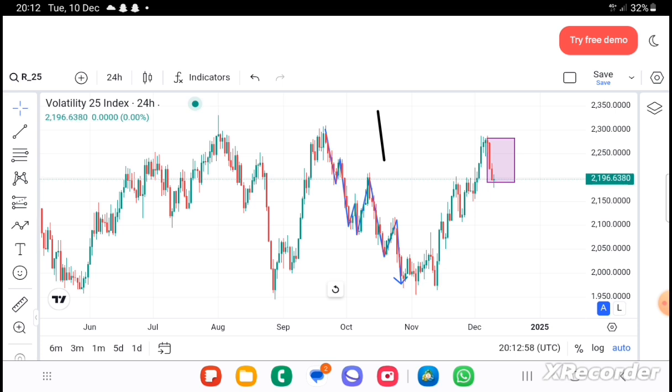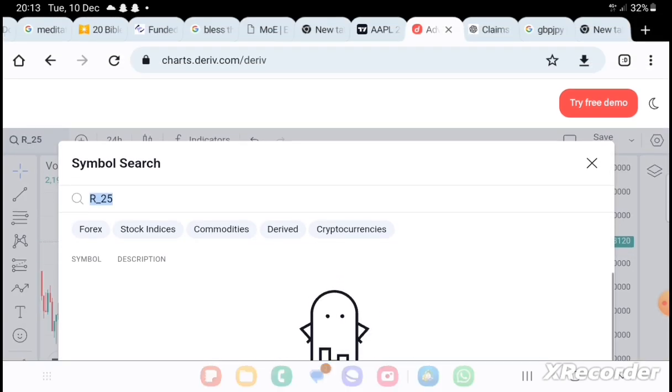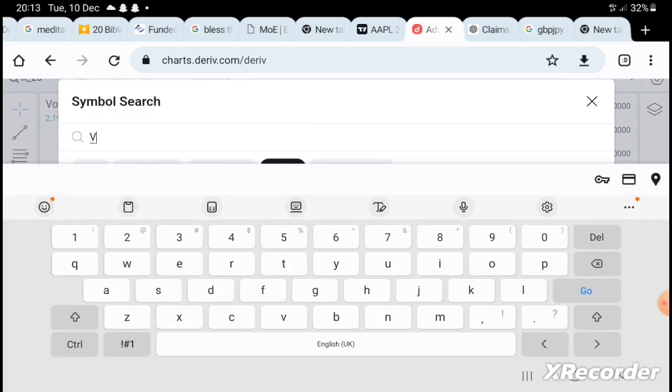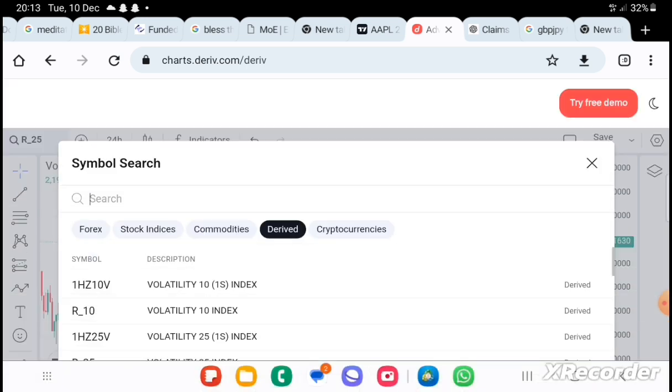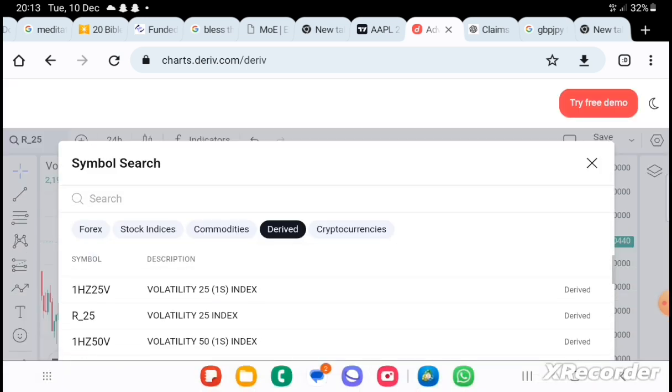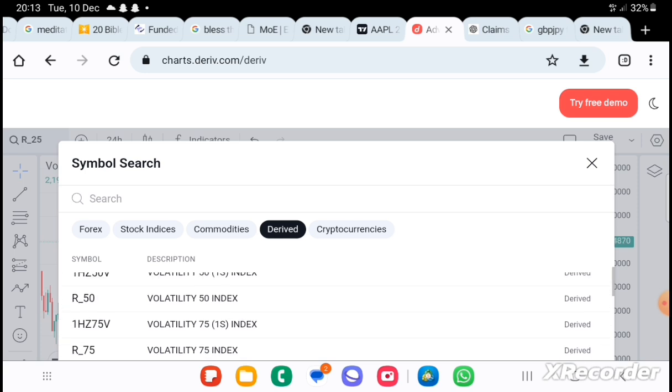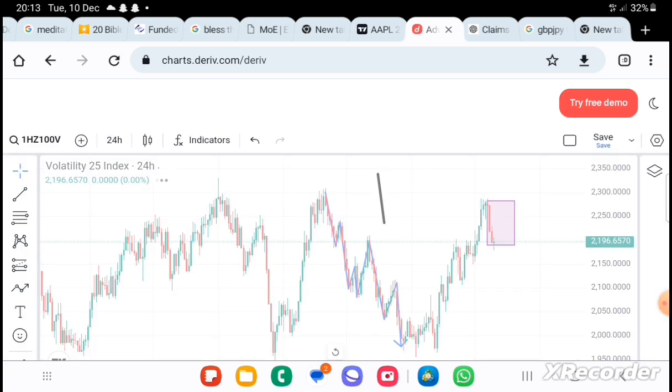I want to just look at another pair. I think VIX 100, VIX 100 one is, yeah.